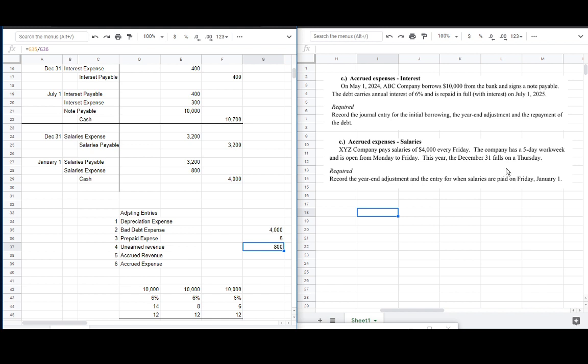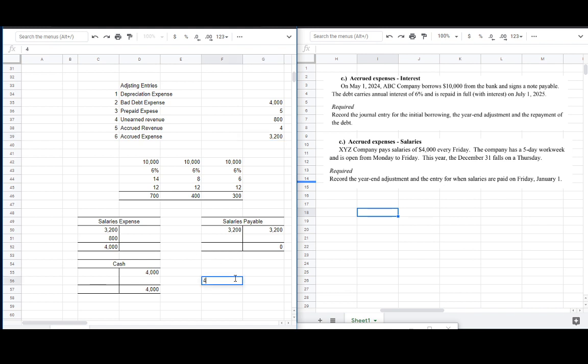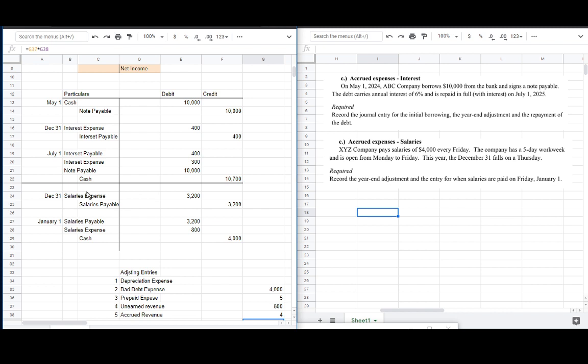So the adjusting entry on December 31 falls on Thursday. So how many days is that? It is 4 days, right? Monday to Thursday is 4 days. So we only recognize the salaries expense of 4 days, which is 800 per day times 4. We get 3,200. Or we can also do 4,000 times 4 divided by 5, and we get 3,200. We recognize that as an expense because of the expense recognition principle.